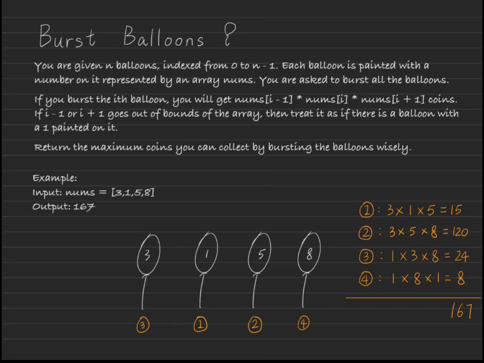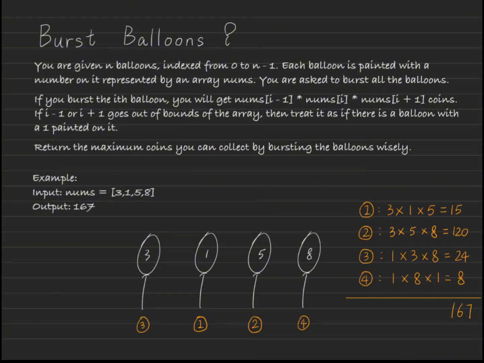If you burst the ith balloon, you get coins, with the value being the product of nums[i-1] times nums[i] times nums[i+1]. In other words, the balloon before it, the current balloon, and the balloon next to it. If i-1 or i+1 goes out of bounds of the array, then treat it as if there is a balloon with a 1 painted on it. The question asks us to return the maximum coins you can collect by bursting the balloons wisely.